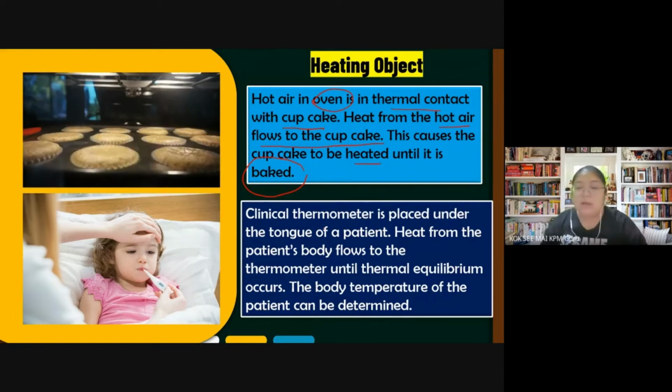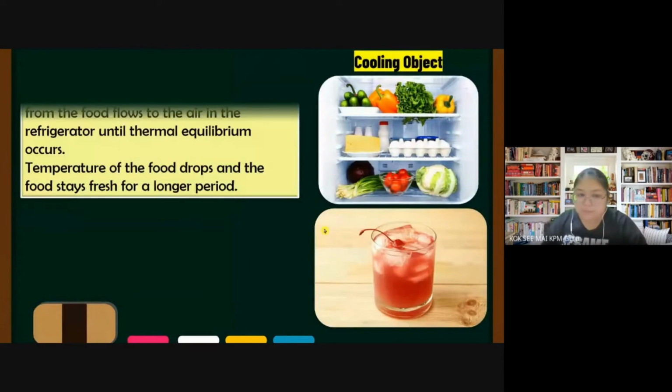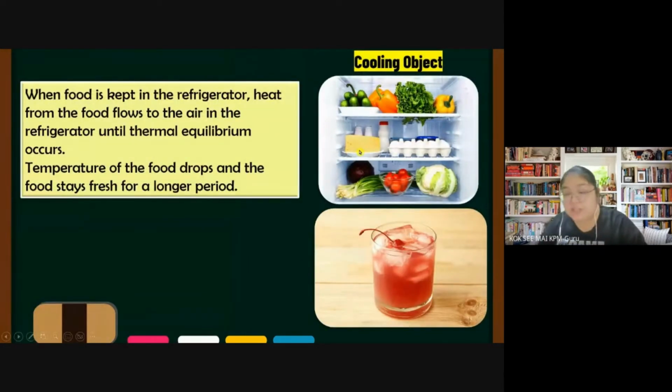When heating, cooling also works. Look at your refrigerator. When you keep food inside the refrigerator, the food is normal. We cannot put food that is very hot inside the refrigerator. Normally, let the food cool down first, but not as cool as the refrigerator. Normal temperature, room temperature. After that, you put it in.